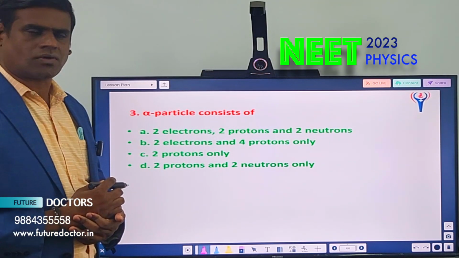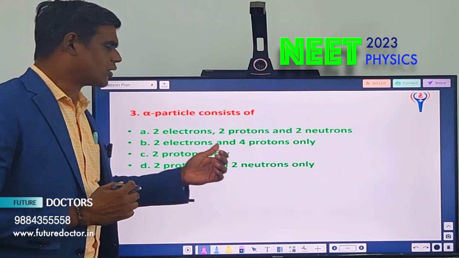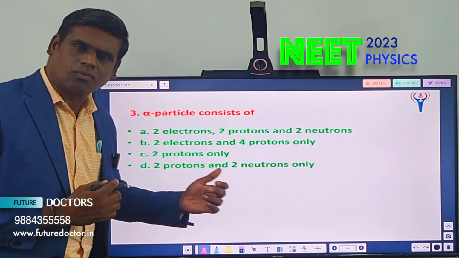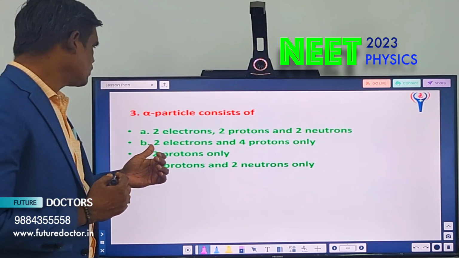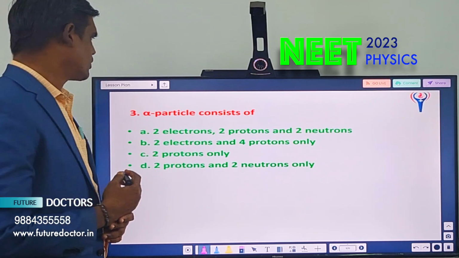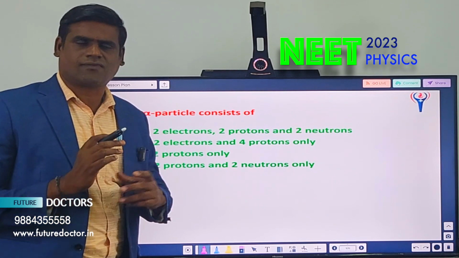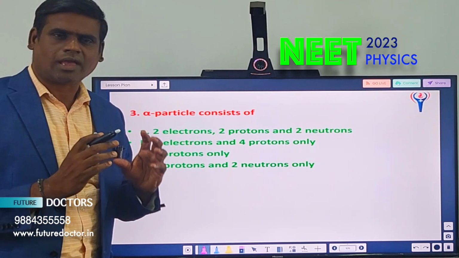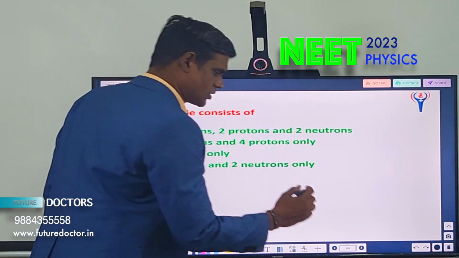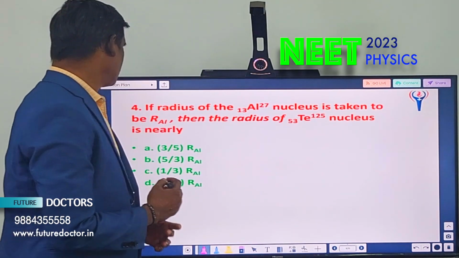Alpha particle consists of dash. A option, 2 electrons, 2 protons and 2 neutrons. B option, 2 electrons and 4 protons only. C option, 2 protons only. D option, 2 protons and 2 neutrons only. Here you should know what is an alpha particle and what elements are present. By knowing the formula or idea, you will find the solution. Let's move to question number 4.